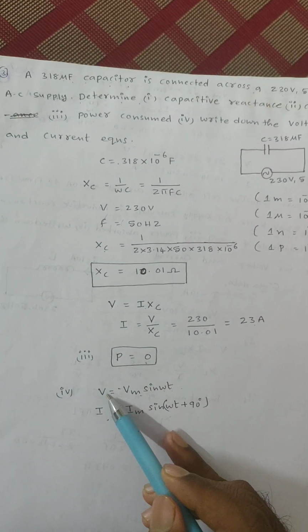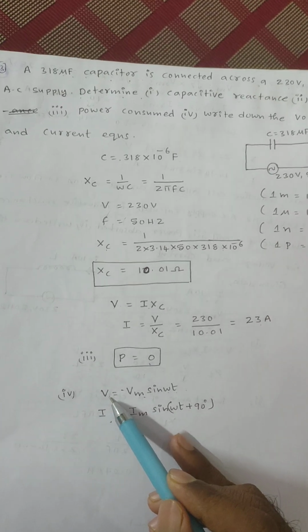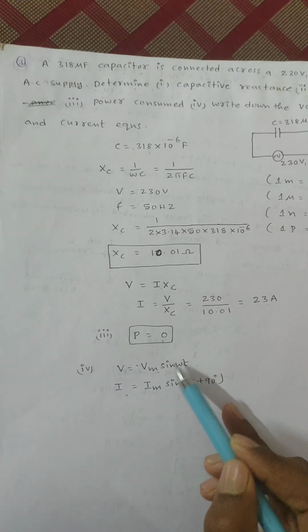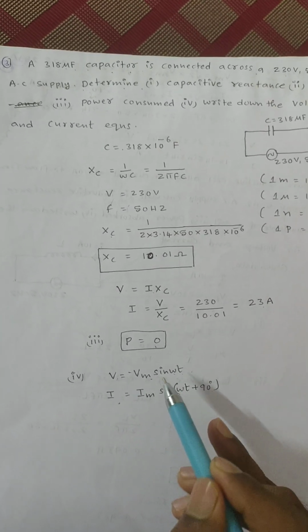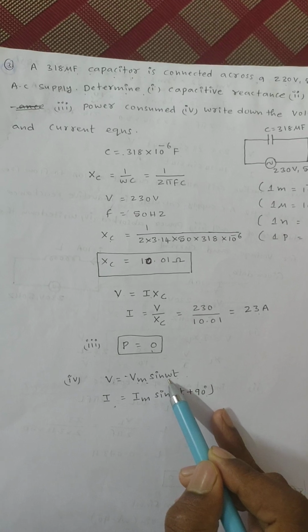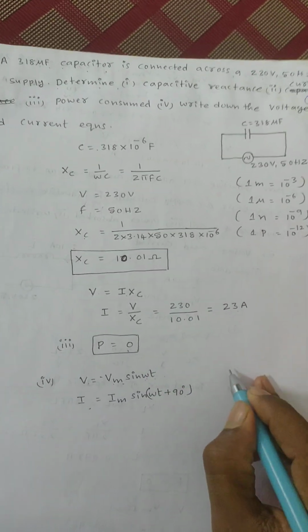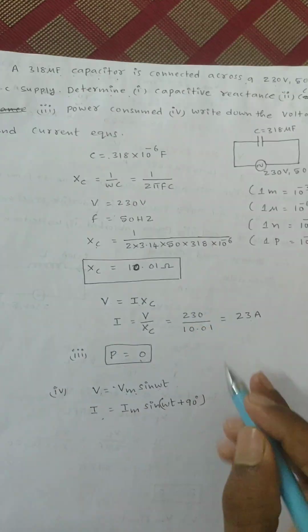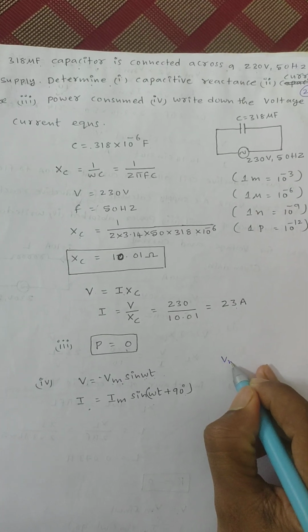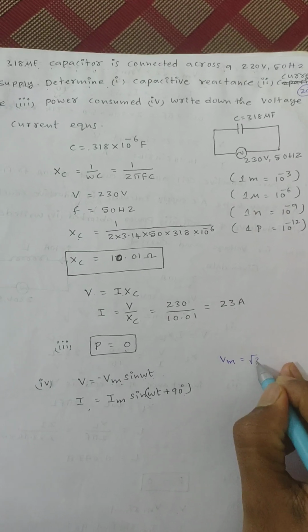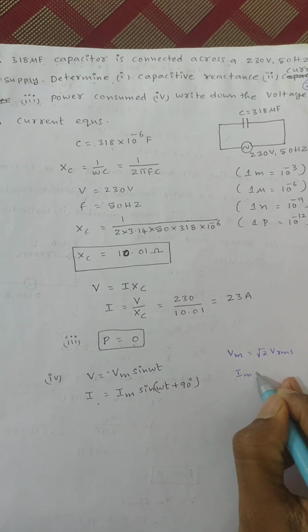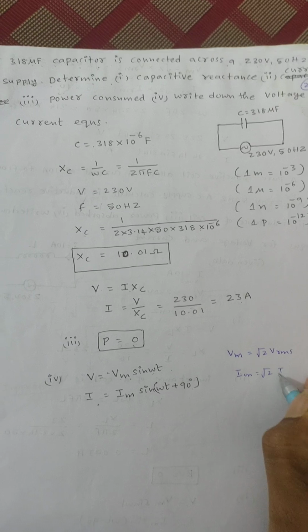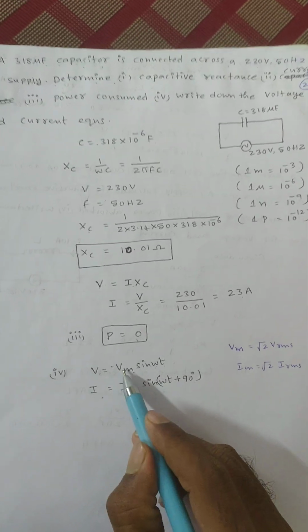The instantaneous value of the voltage equation is v is equal to Vm sin omega t. Current i is equal to Im sin omega t. Here you need to calculate the Vm value and omega value. How to calculate Vm and omega? Already Vrms and Irms values are known, right? Then Vm is equal to root 2 Vrms, and Im is equal to root 2 Irms. Calculate those two values and substitute here.